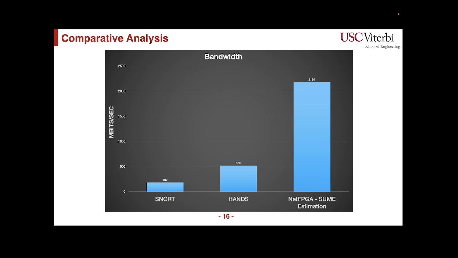Snort shows an average of 182 megabits. These values are averaged over multiple runs. Our HANDS, on the other hand, gives an average bandwidth of 520 megabits, giving almost a 3x improvement in terms of bandwidth. This means you'll have less buffering. This was implemented on a NetFPGA based on Virtex-2 Pro. If we use the latest NetFPGA SUME for the same application, we would estimate a bandwidth of approximately 2000 megabits, showing a significant increase in terms of bandwidth.